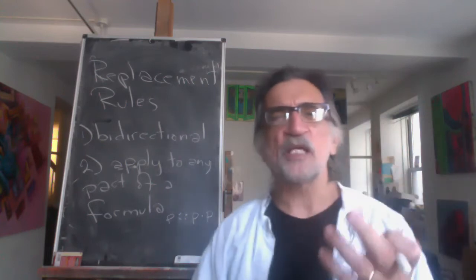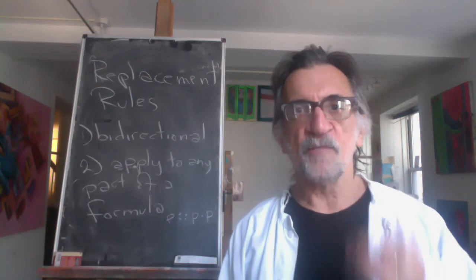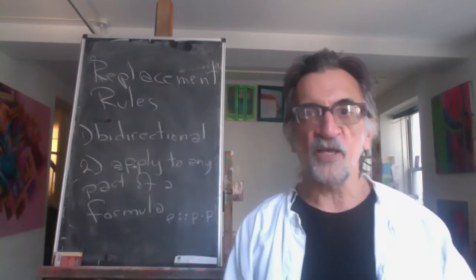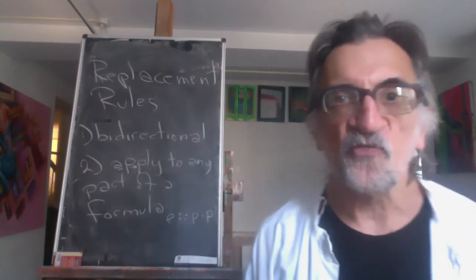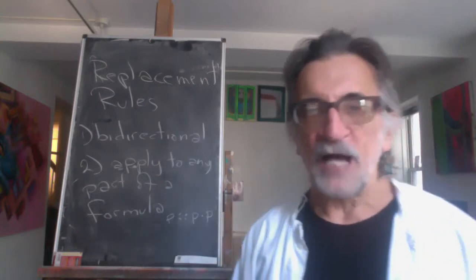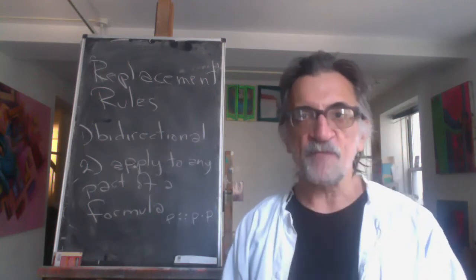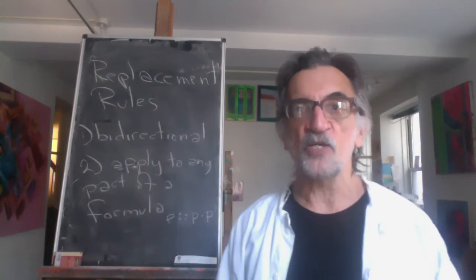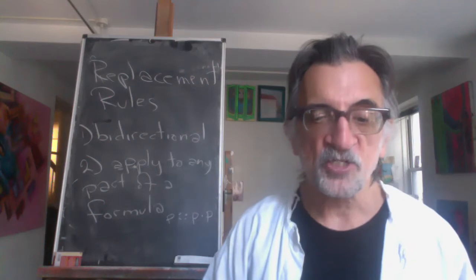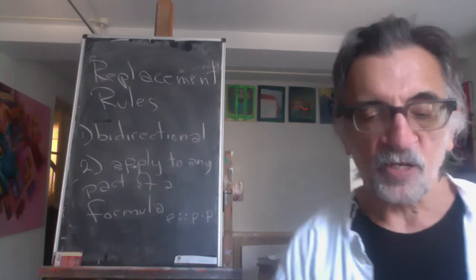The difference at stake here is like the difference between the conditional, the if-then, and the biconditional, the if and only if. A conditional statement, if P then Q, gets you from P to Q. Once you have P, then you can get to Q. The biconditional P, if and only if Q, tells you that if you've got P, you've got Q, and if you've got Q, you get to P. All right, so the replacement rules are like biconditionals compared to the conditionals implied in any rule of inference.